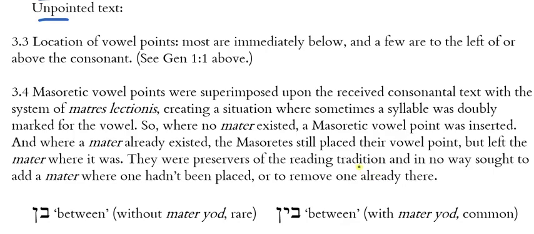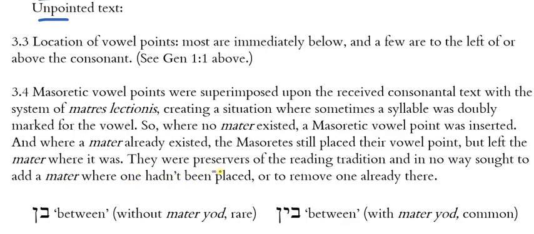Masoretic vowel points were superimposed upon the received consonantal text with the system of matris lectionis, creating a situation where sometimes a symbol was doubly marked for the vowel. So where no mater existed, a Masoretic vowel point would be inserted there. We need to tell people how to pronounce that syllable. But even where a mater already existed, the Masoretes didn't just leave the mater there and add no vowel point. They still placed their own distinctive vowel point there as well, and they left the mater where it was also.